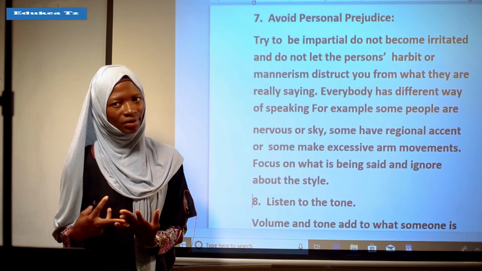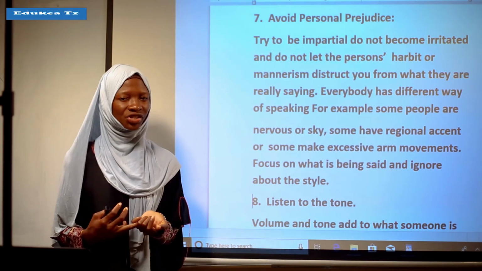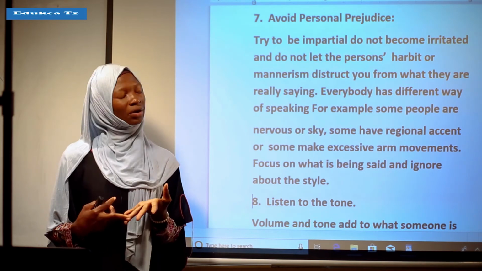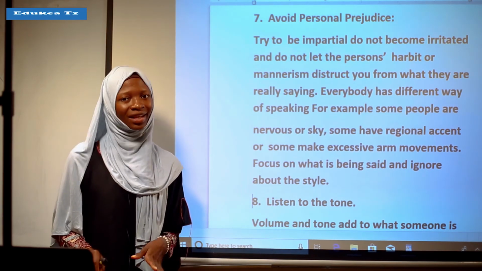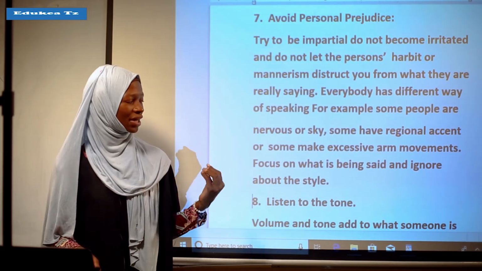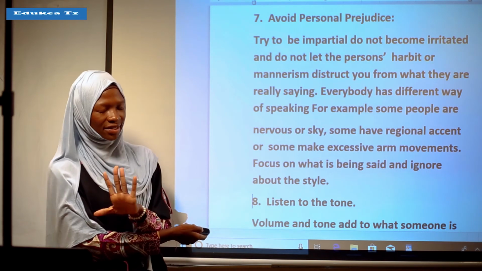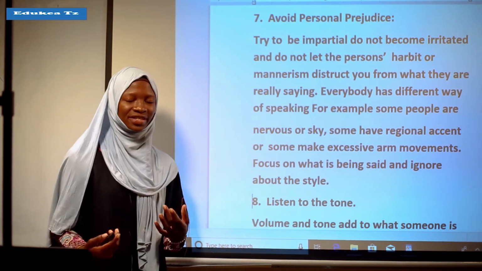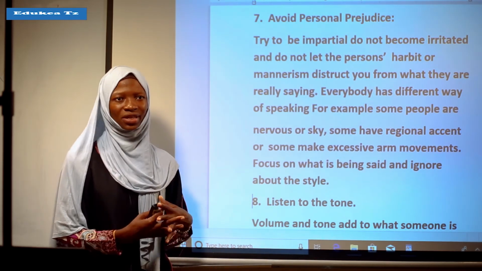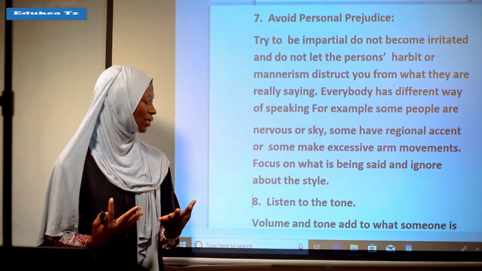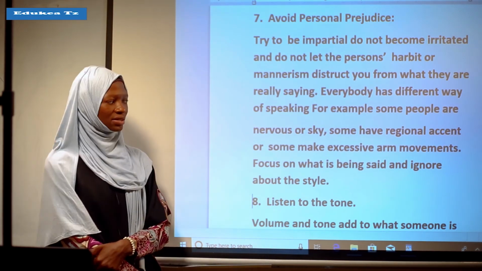So you, as a good listener, do not care about his or her regional accent, or the way he or she moves his or her body, maybe her arms, like I always like to use my arms. In order to achieve this, focus on what is being said and ignore the style. Do not say, oh, look at how she talks, I don't listen to him, I think I won't understand. Oh, look at how he used his hands or her hands, I won't listen to him, whatever. Ignore all of that. You just focus on what is being said.